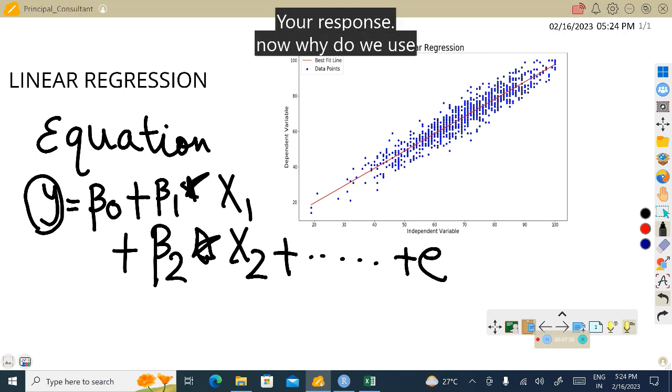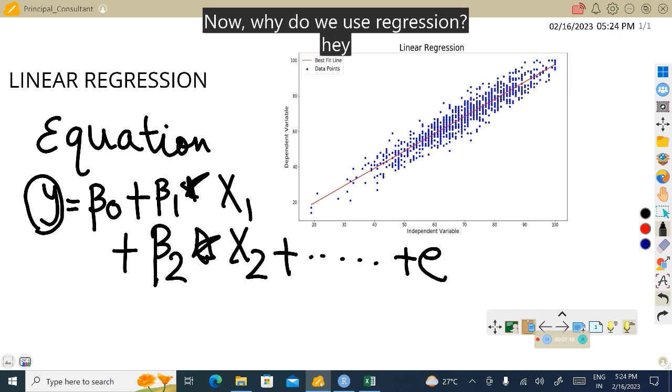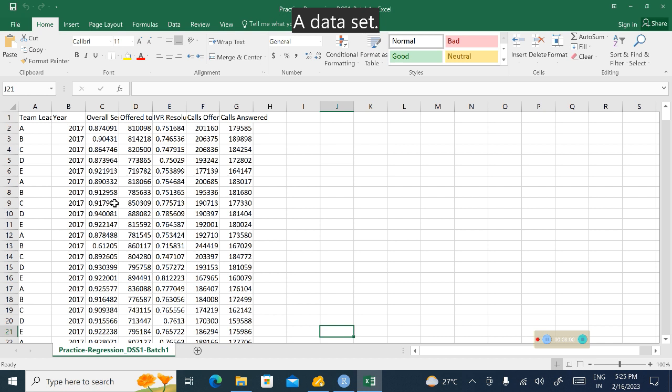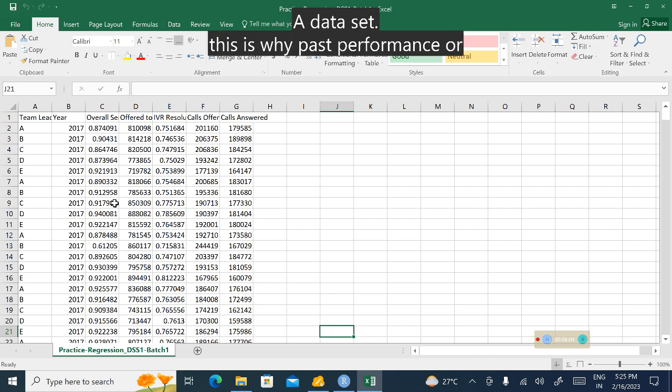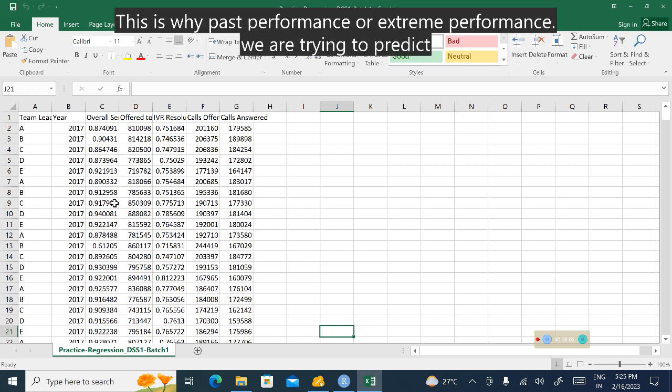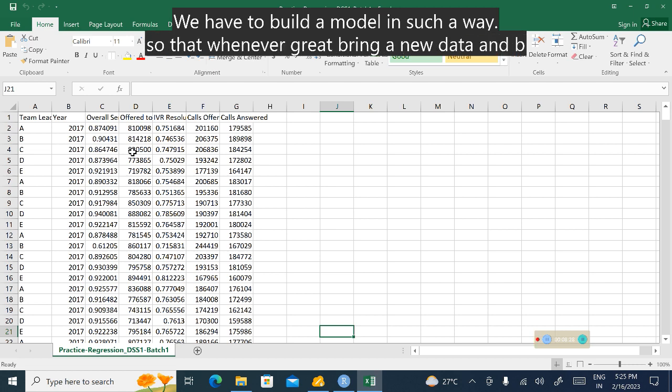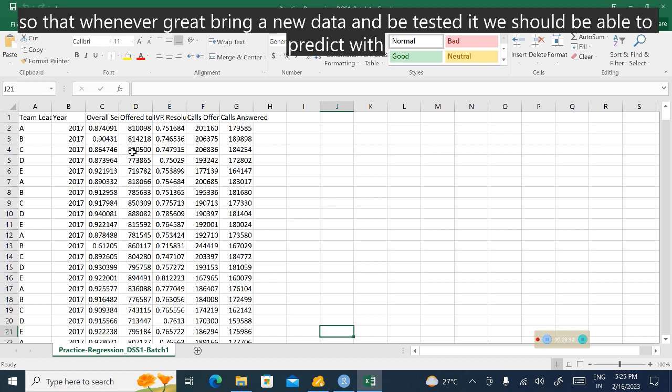Now, why do we use regression? We are using regression to predict a number with a confidence interval. Let's understand, when we talk about prediction, we have a data set. This is my past performance or existing performance. We are trying to predict the performance of the future by bringing up new X or new data. We have to build a model in such a way so that whenever we bring a new data and we test it, we should be able to predict with a certain level of accuracy.